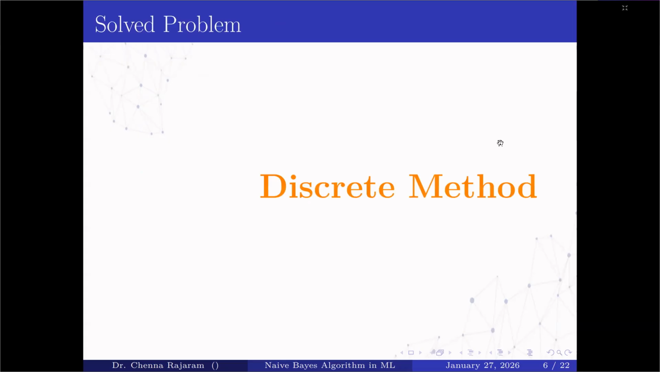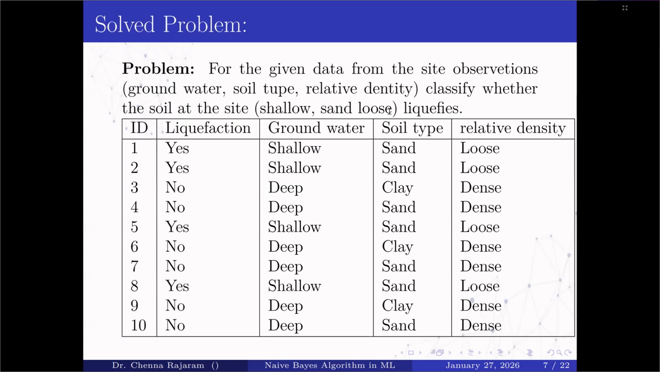Now let us discuss the discrete method. Given data from the site observations, that is groundwater, soil type, and relative density, classify whether the soil at a site with shallow groundwater, sand, and loose density liquefies. With these conditions, we have to quantify whether the soil liquefies or not.